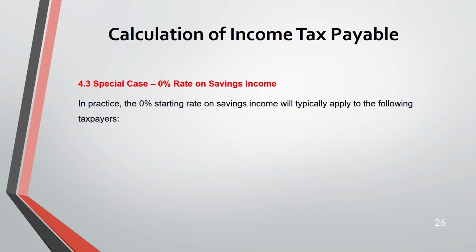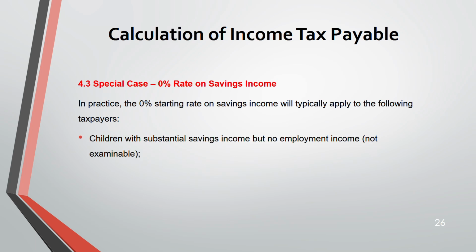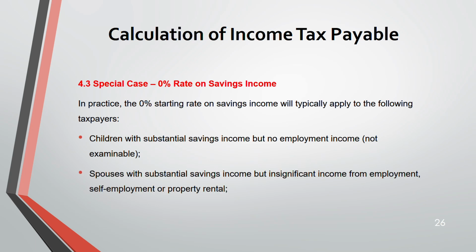Now, this 0% starting rate will apply in certain conditions. Let's say first one, where you have a child with substantial savings income but no employment income. That means everything falls under savings. So his entire first 5,000 will be taxed at 0% plus the nil rate band 1,000 at 0%. But this will not be asked in your exam. Next, you have a spouse with substantial savings but not so much employment or self-employment or property rental income. Pensioners whose earned income is largely covered by their personal allowance. In these conditions, you are going to have the 0% rate on savings income.